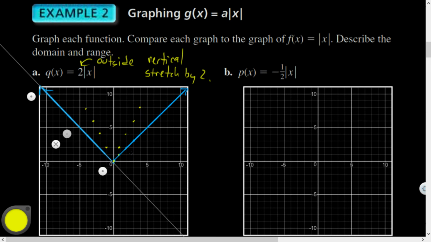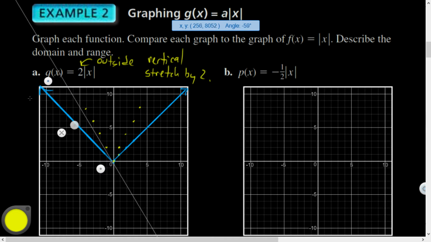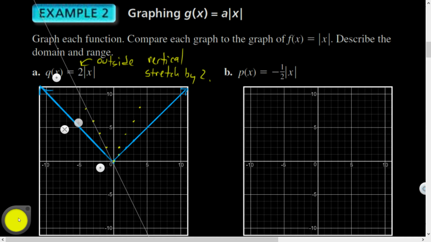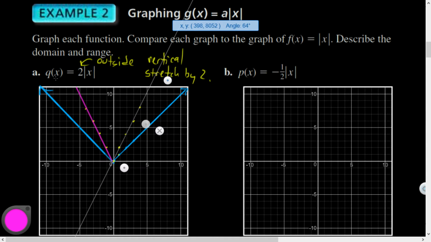So when I graph the outcome, did it get steeper? Yeah. I had to make this steeper. In fact, I might even say it's twice as steep. I think that would be a wonderfully accurate way to describe its steepness.